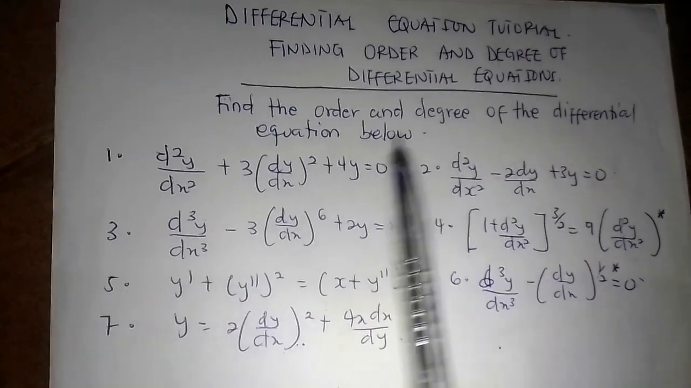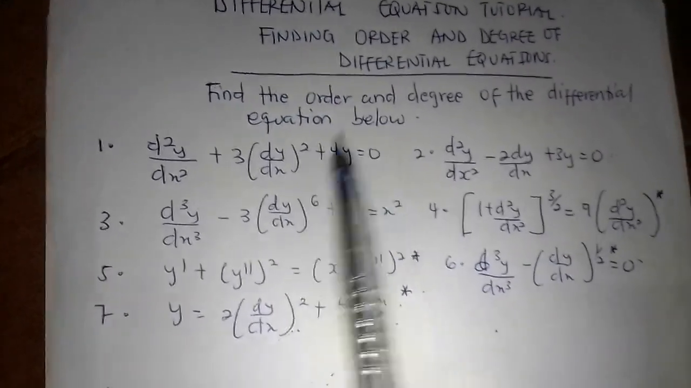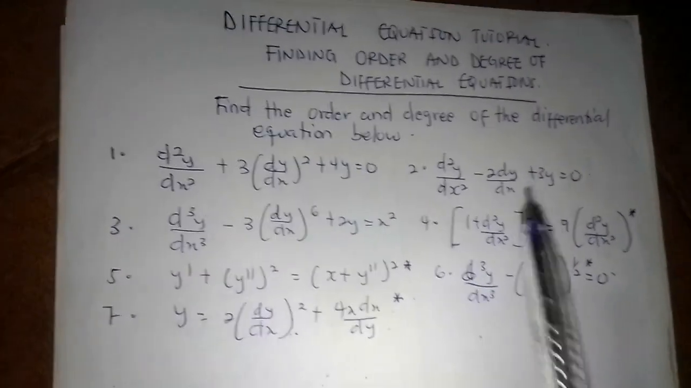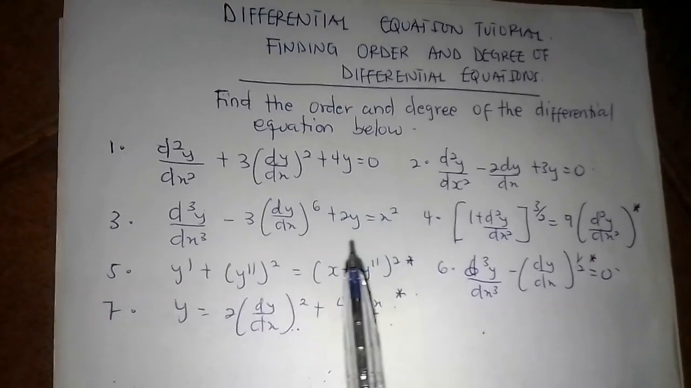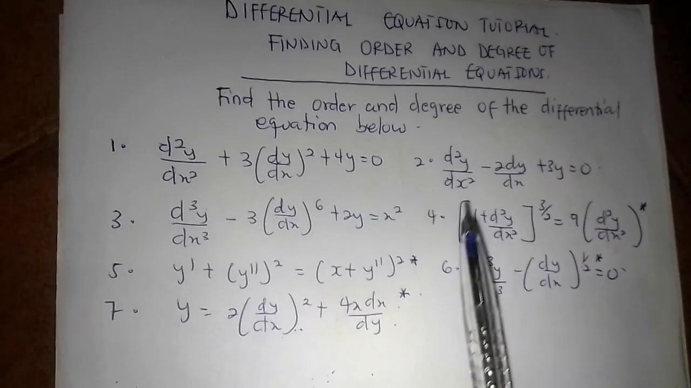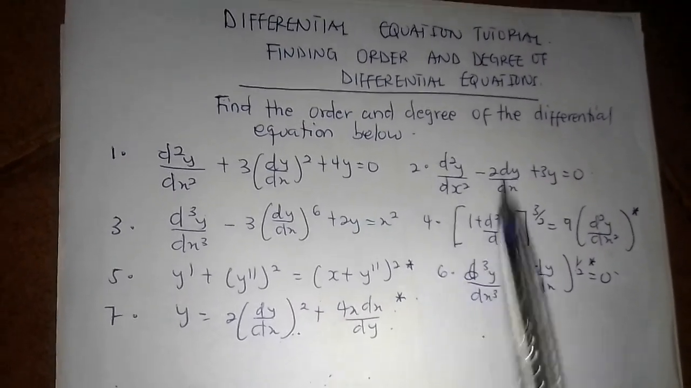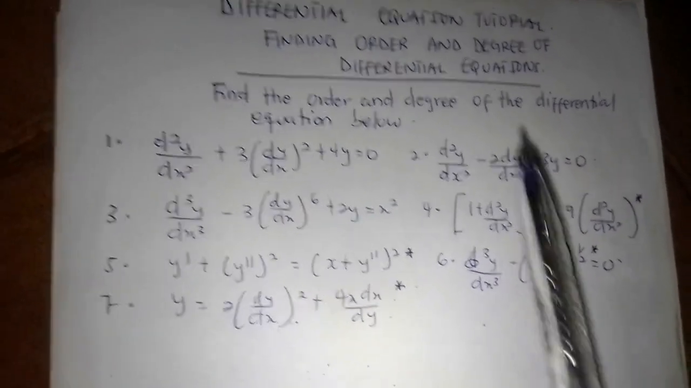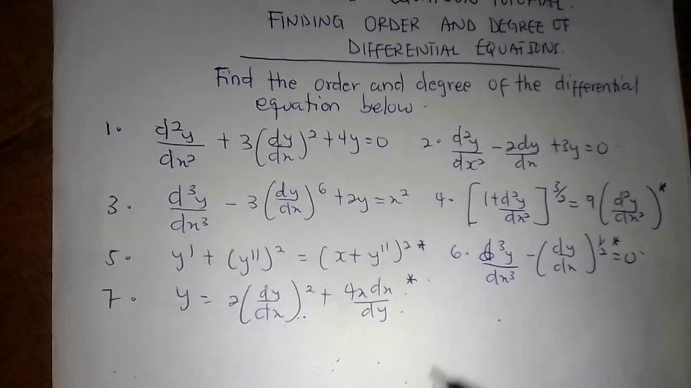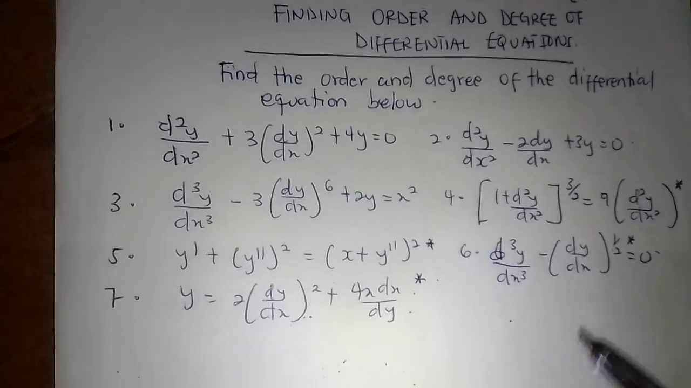So there is a relationship between the order and degree. Order is the highest derivative and degree is the power to which that highest derivative is raised. So if the highest derivative is y prime prime or d cubed y over dx cubed, then the power to which that is raised is what we call the degree. Now with this explanation, I hope you can go straight to the questions and solve these problems.